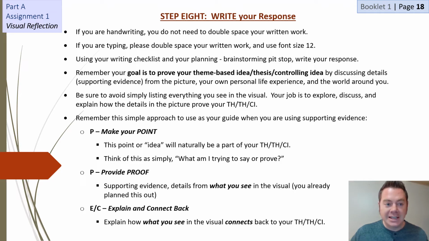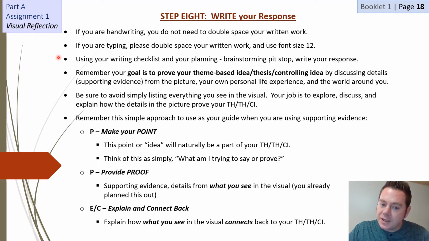All right, finally, step 8. It's time to actually write your response. So if you're handwriting, you don't need to double space your written work. That's fine, as long as it's legible, that's the main thing. If you are typing, please double space your written work and use font size 12. And if you find it difficult, if you're typing with the double spacing, if you find that it's harder to see your ideas, feel free to double space it once you're done, right before printing off.